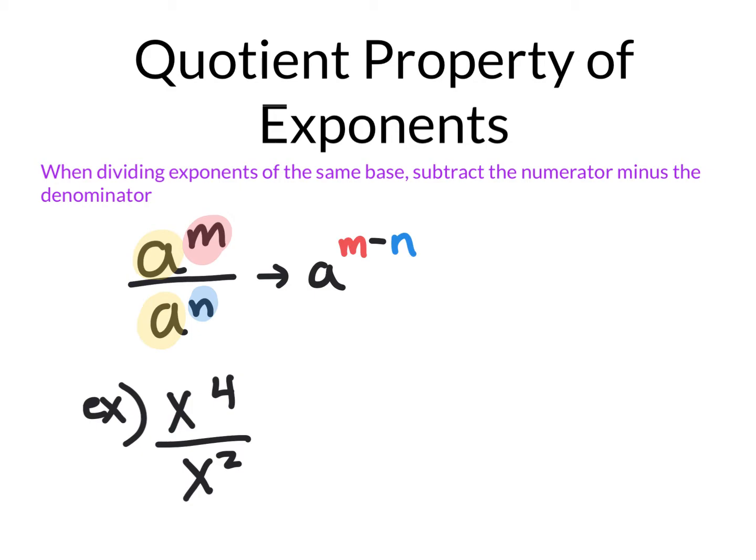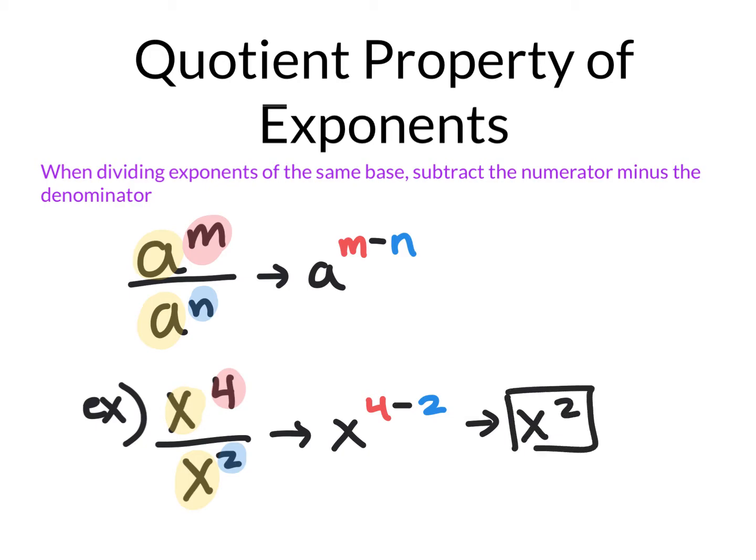So if I were to follow this practice in this example below, they both have an exponent of x. My top exponent is 4 and the bottom is 2. So if I rewrite this, it becomes x to the 4 minus 2, which I can further simplify to get your answer of x squared. And this shortcut works whenever we are dividing exponents.